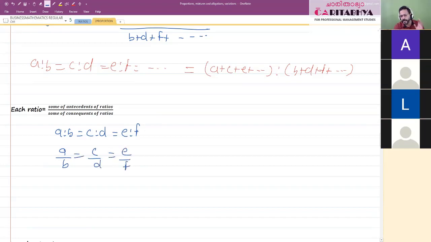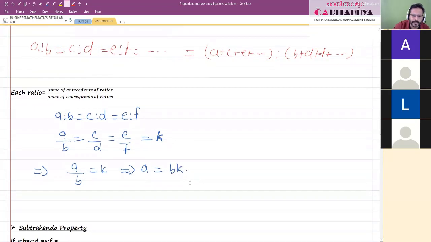Okay. Three unknown ratios are equal. Let it be a constant K. First ratio: A by B is equal to K. That implies A equal to BK.